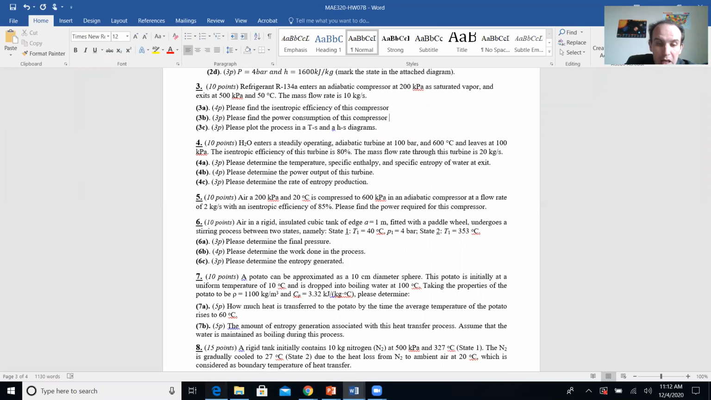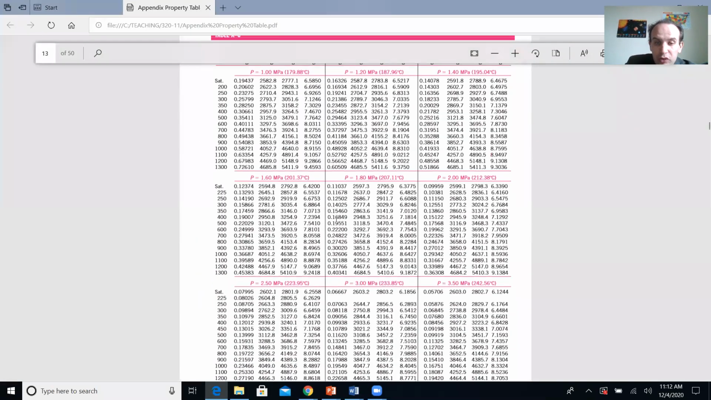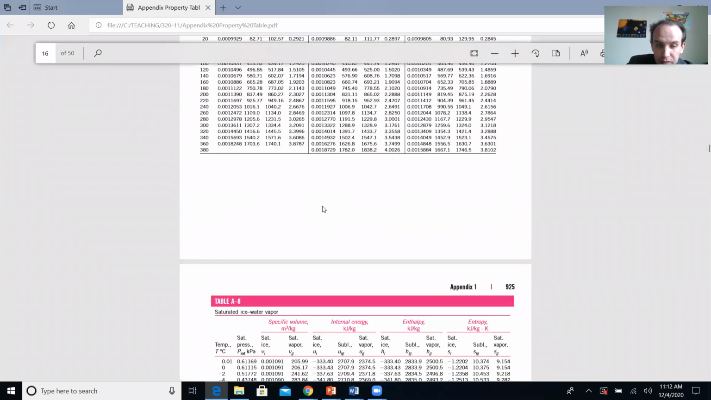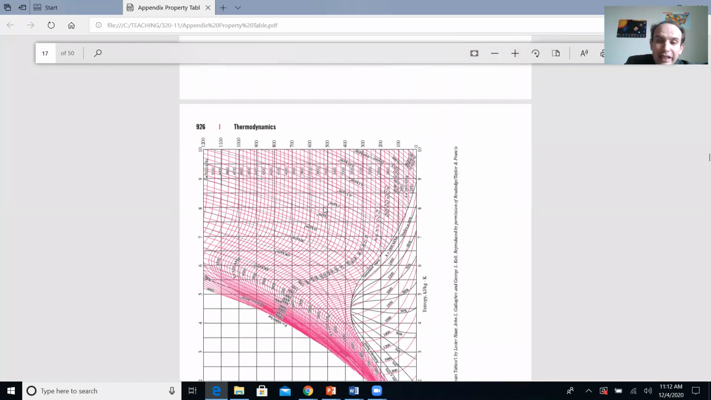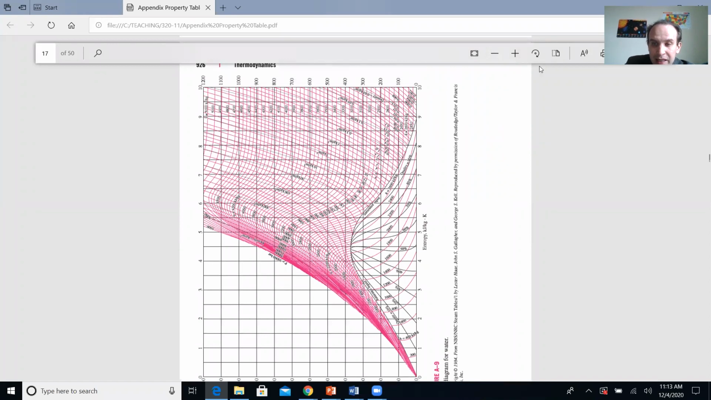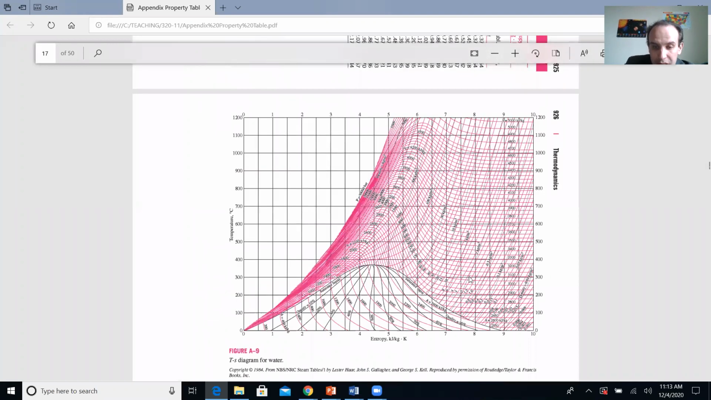What do I mean? If you look at your property tables, you may see there is table 9, which is the TS diagram. It's the classical TS diagram. Let me rotate it here. So here it is. And let me increase the size.